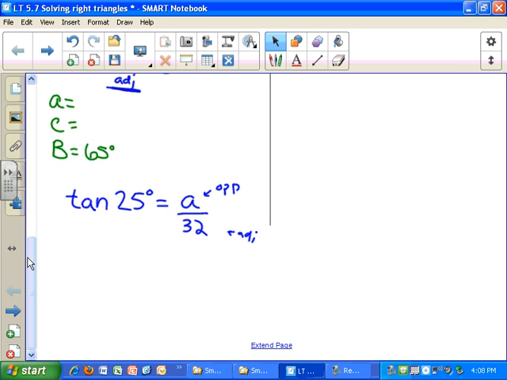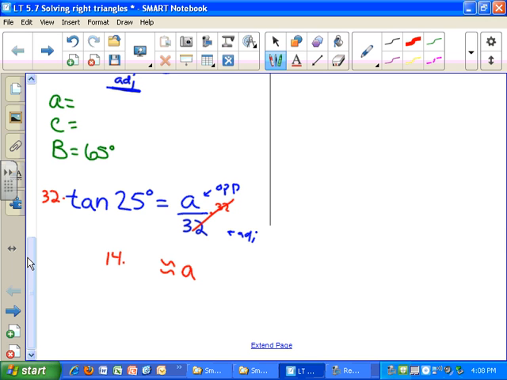And now I've got my equation. I want to solve for a, which means I have to undo dividing by 32, so I can multiply by 32. So I multiply this side by 32, and if you type that into the calculator, 32 times the tangent of 25, you should get a is approximately 14.92.